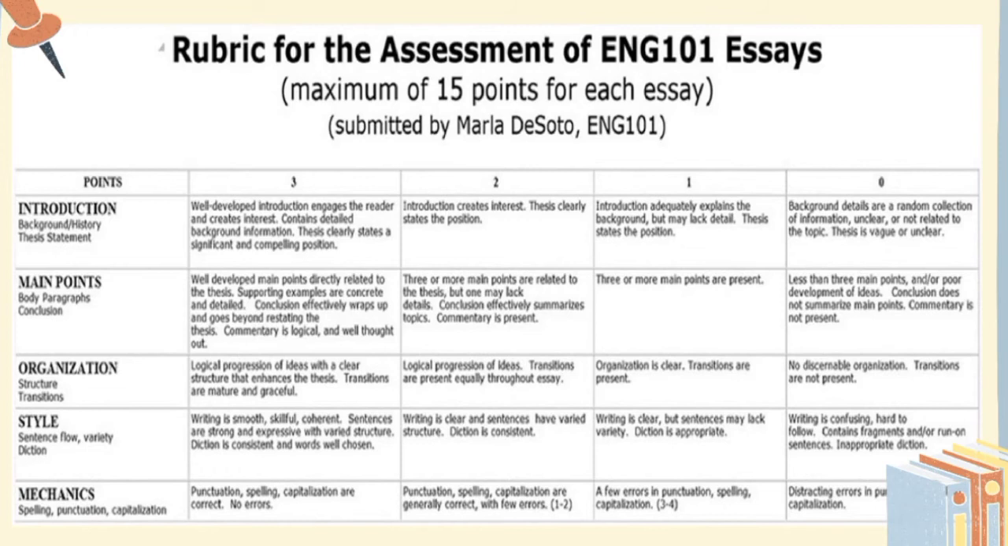This is an example of a rubric for the assessment of English 101 essays. There is a maximum of 15 points for each essay. The criteria for the rubric are the following: introduction, main points, organization, style, and mechanics. So these are what students have to perform, or what should be seen in their essays. In each criterion, the students may receive 3 points, 2 points, 1 point, or 0.